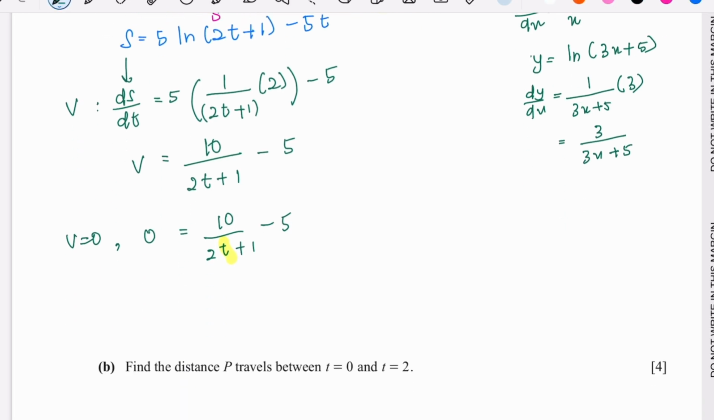now we can just find our t and make it the subject. 5 over 2t plus 1 equals 10. Open the bracket. 5 times 2t, that is 10t, plus 5 equal to 10, and then 10t will be 10 minus 5, so t will be 5 over 10, or 1 over 2.